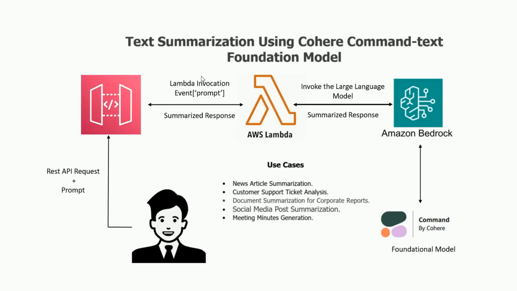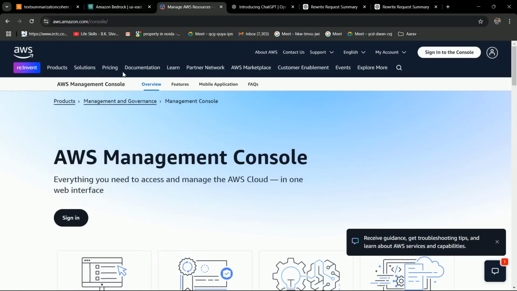Hello everyone. So in this lecture I am going to create an API gateway so that a user is able to send a REST API request containing a text prompt, like a news article or social media post or any text whose summarization is required, to an API gateway. So without wasting time, let me quickly log in to my AWS management console.